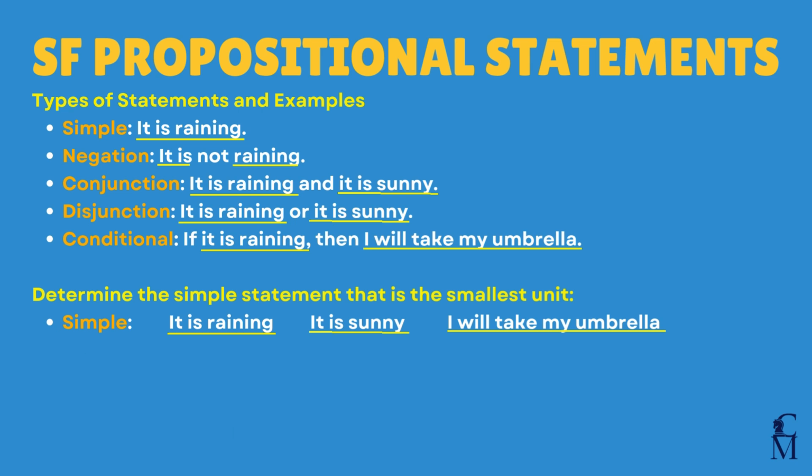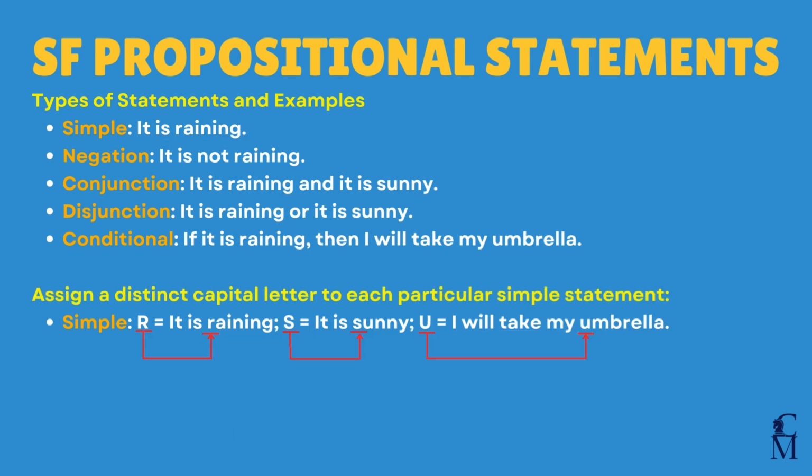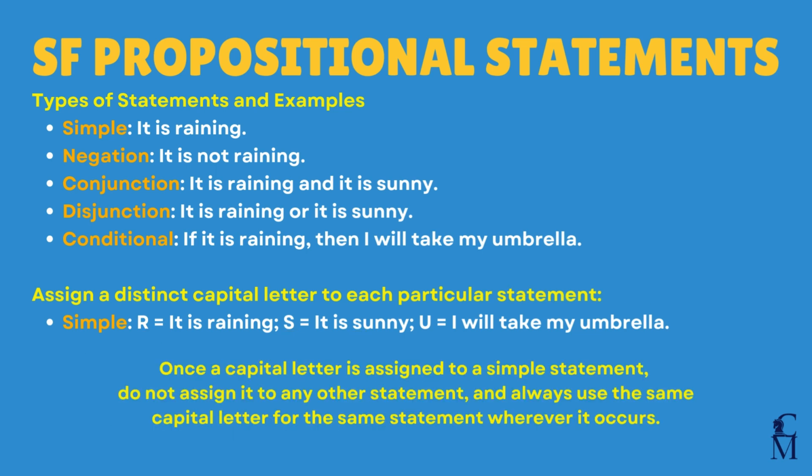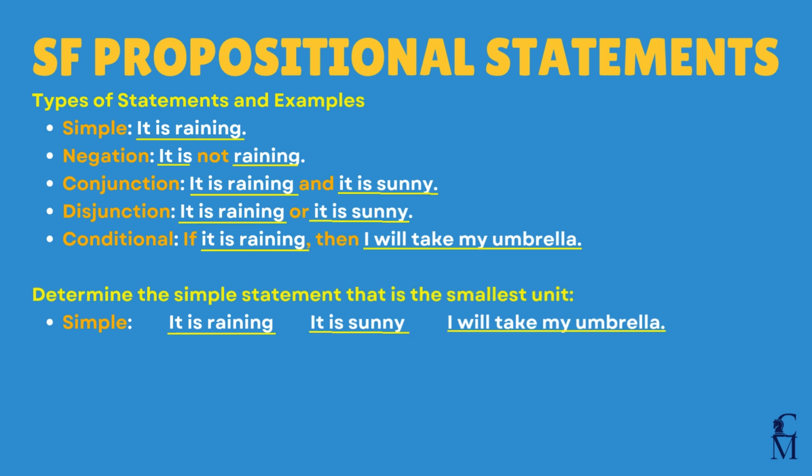that is involved. Furthermore, once we identify the simple statement that is involved, we use a letter to represent this simple statement. The letter can be any letter of the alphabet, and we typically use the capitalized version to represent a particular statement. Finally, once we assign a specific capital letter to a particular simple statement, we do not assign that letter to any other statement, and always use that letter to represent that particular statement wherever that particular statement occurs. So, consider the following.